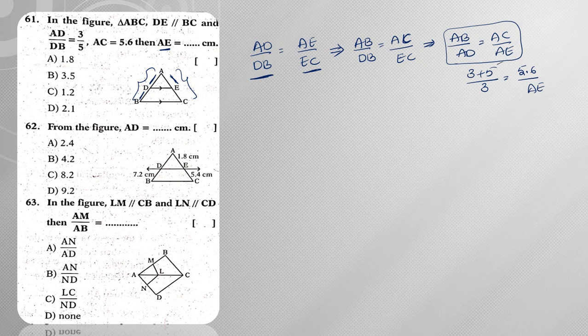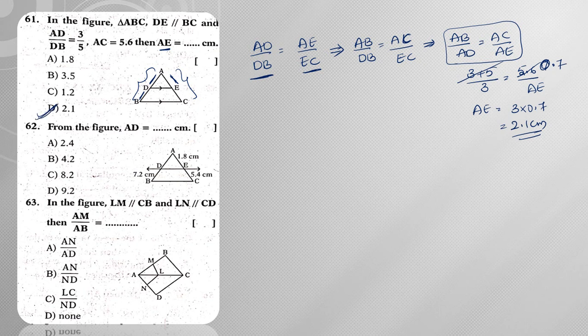So 5 plus 3 is 8. In the 8 table, 8 sevens are 56. So this I can write as 0.7. Okay, I am doing cross multiplication. A is equal to 3 into 0.7, which is equal to 2.1 centimeters. Hence A is equal to 2.1 centimeters.